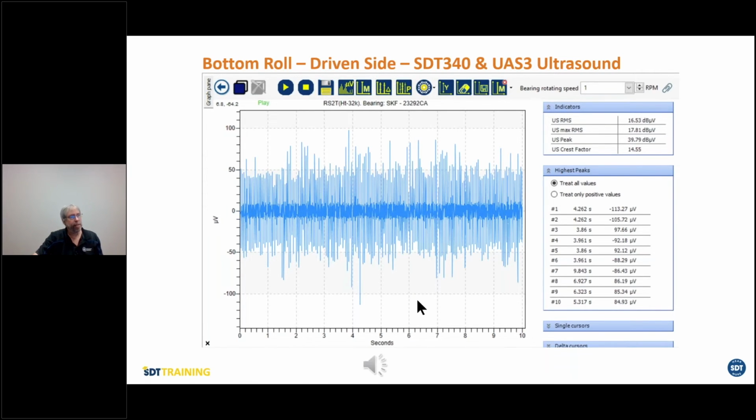Very clear, you know, there's impacting clearly here. That's one thing about ultrasound. It's made to bring the high frequency data through a mathematical process so you can actually hear it. It's designed to do that.